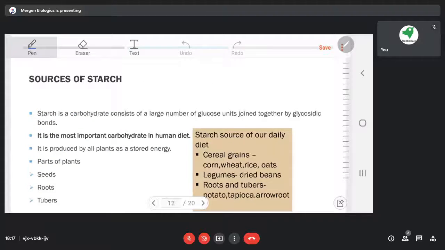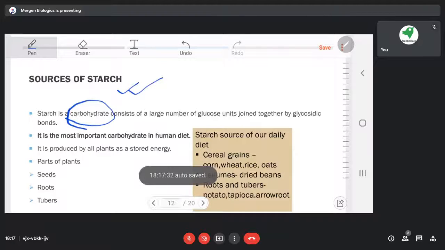Now, the sources of starch. Where is starch coming from? I know they are present in the food items we buy, but where are they actually coming from? As I have told in the first slide itself, they are carbohydrates, and carbohydrates are produced by plants.